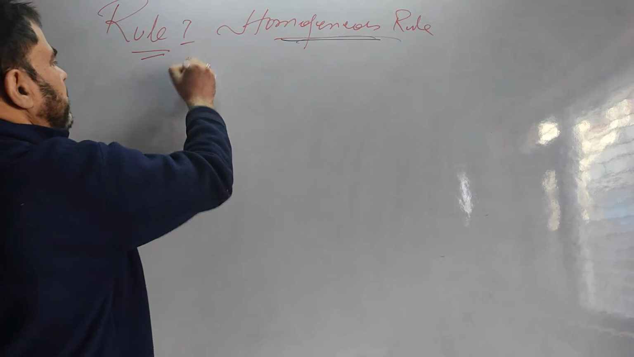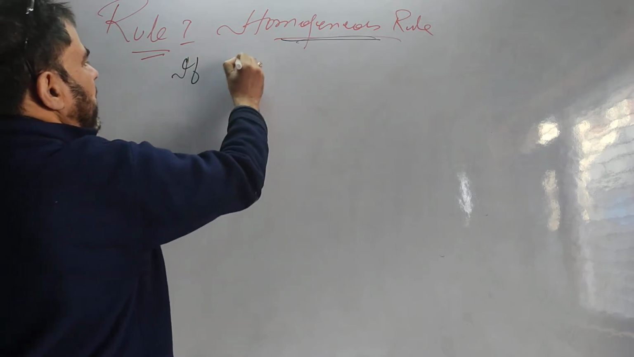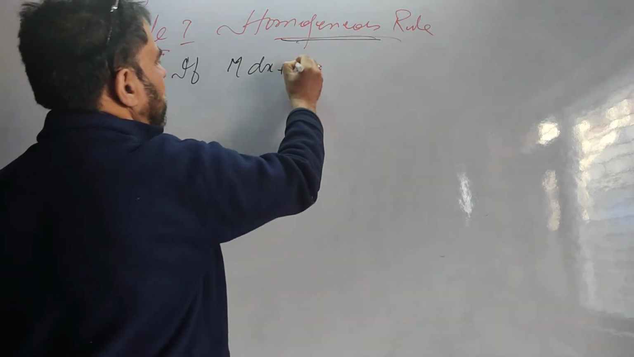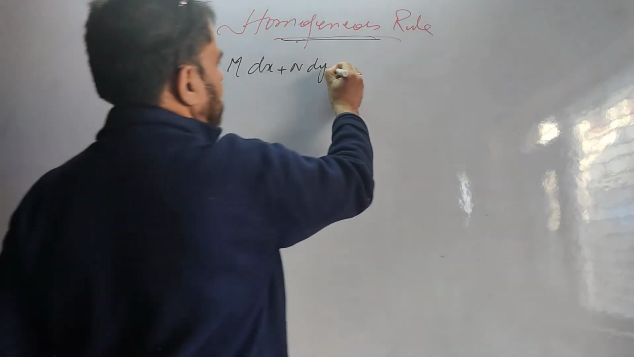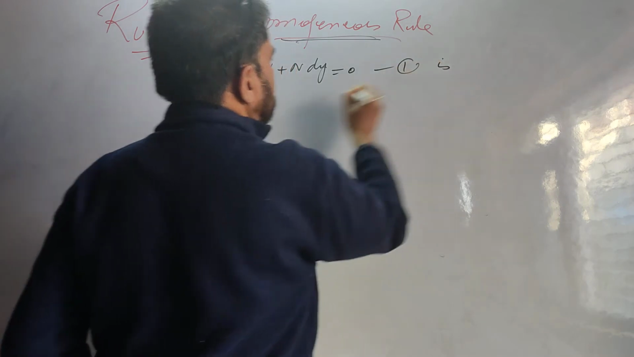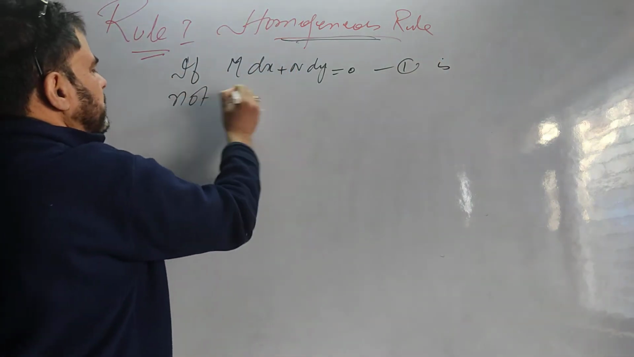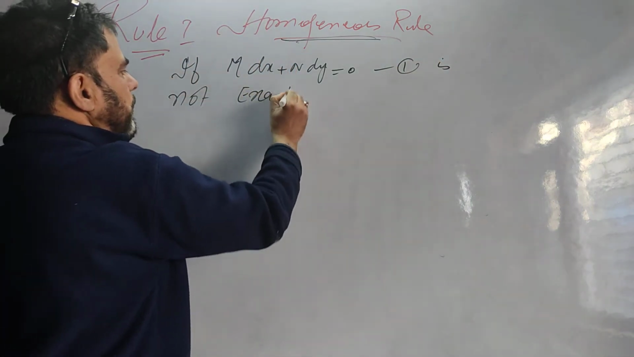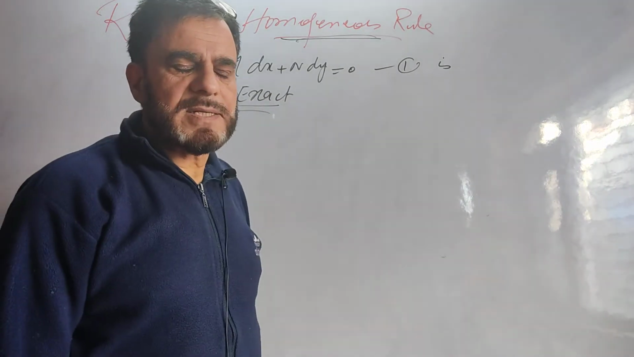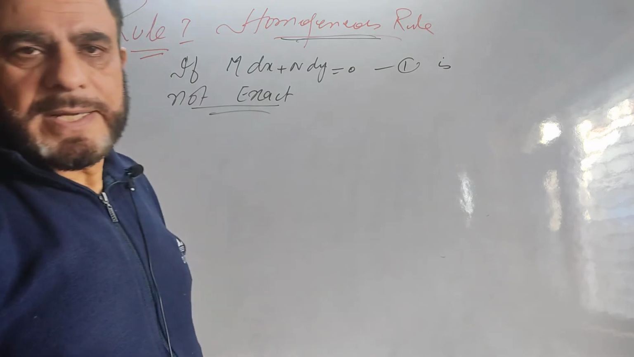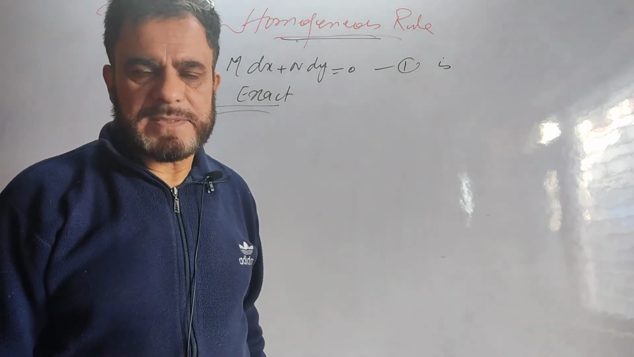It is: if M dx plus N dy, a first order differential equation, is not exact. You have seen the condition for not exact: partial of M with respect to y is not equal to partial of N with respect to x.